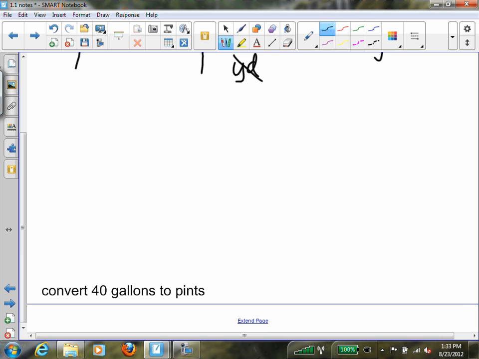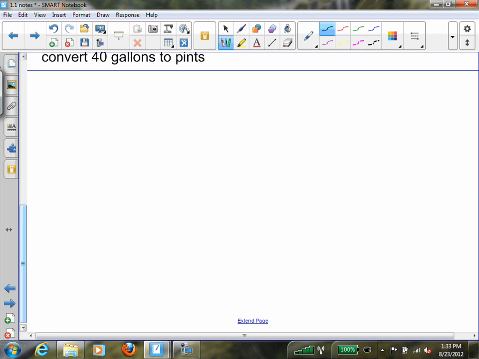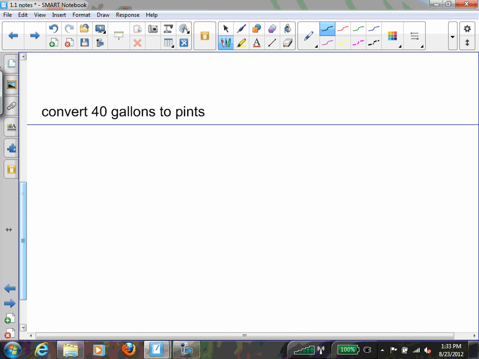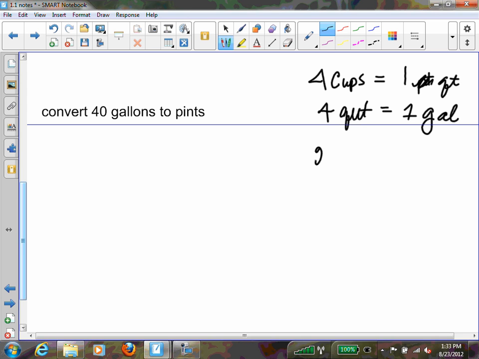All right, convert 40 gallons to pints. Ooh, we forgot to go over this. So let's think about this. How many cups equal one, what, quart or pint? 4 cups to 1 quart. 4 quarts to 1 gallon. I thought it was 2 cups to 1 pint. Is that right?